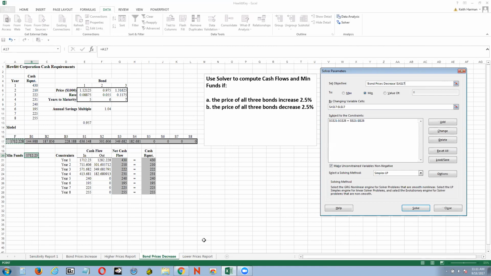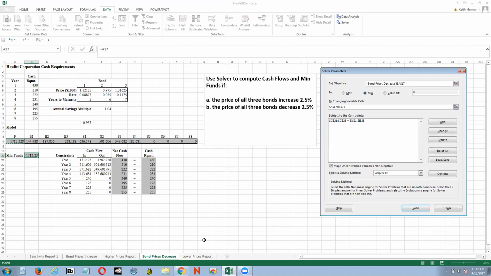Now, it might be different if you said, what if I had a different savings multiple? That might be another thing. What if my cash requirements change? That would be another. But again, this model, if it's got good data put into it, it'll give you good output. If it doesn't, it won't. But it's very useful in getting you to focus on those steps.